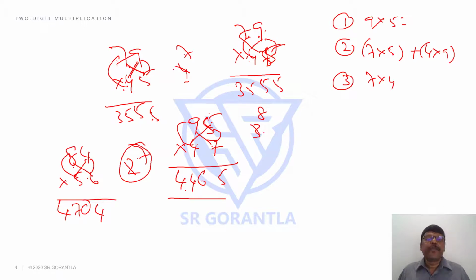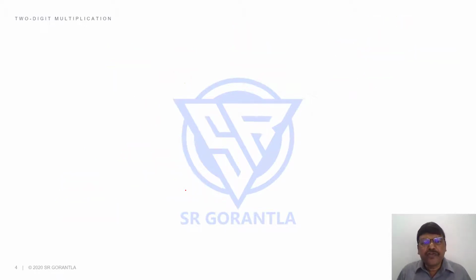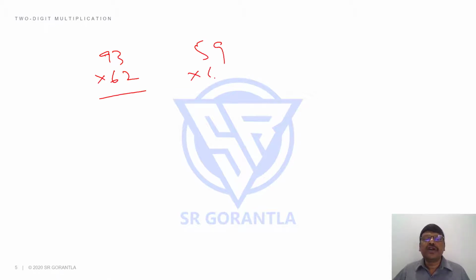Is that clear, students? Now, let me take a few more examples. Yeah, let's see. 93 into 62. 59 into 46.